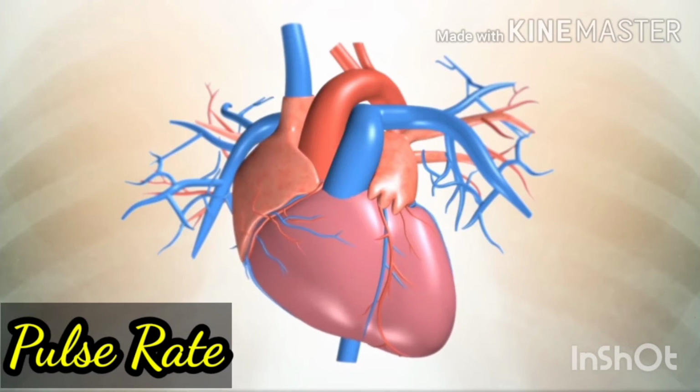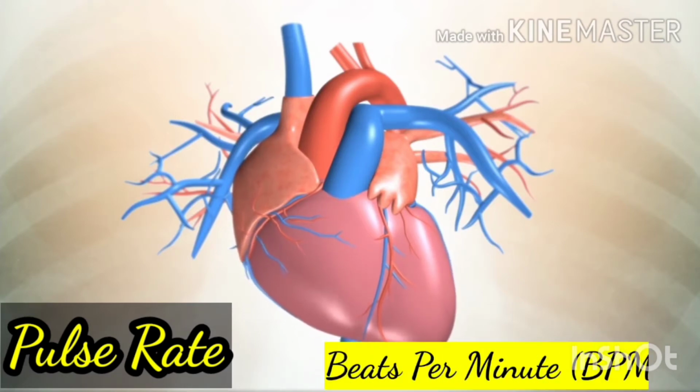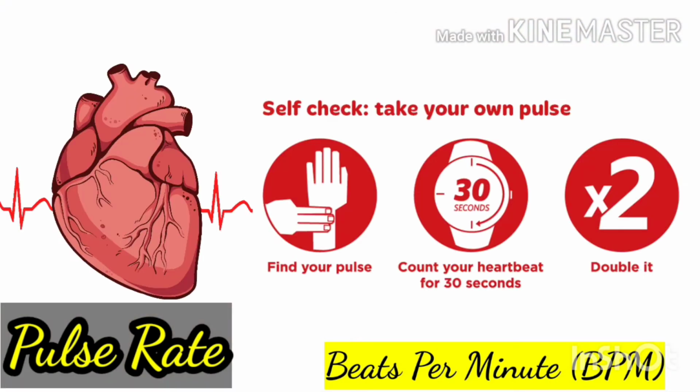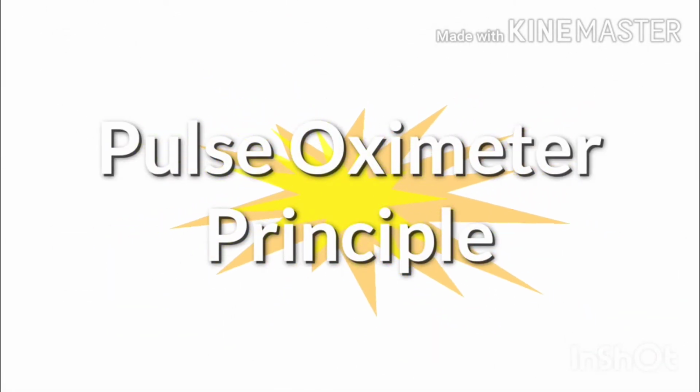Pulse rate is nothing but the beats per minute. That is, in 1 minute of time, how many times the heart beats is measured by the pulse rate. Next comes the principle of pulse oximeter.